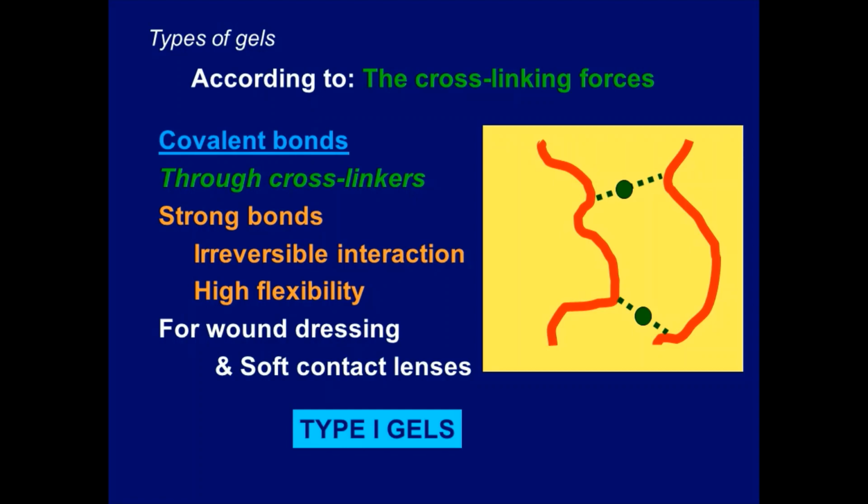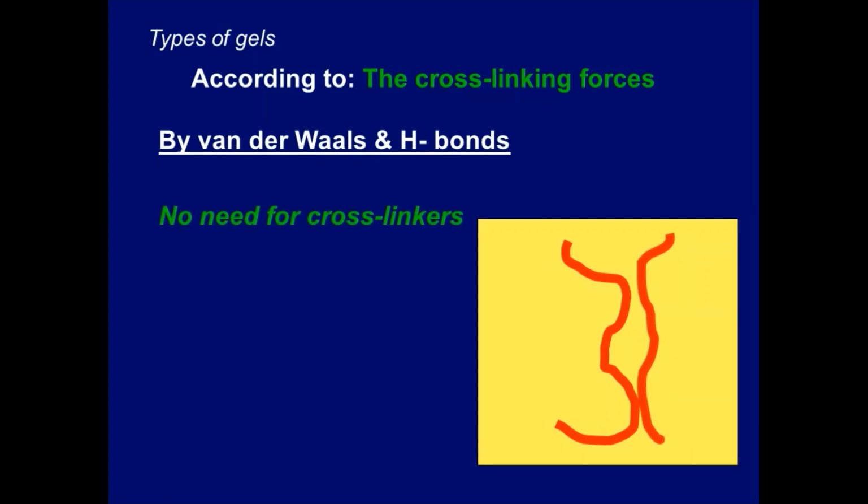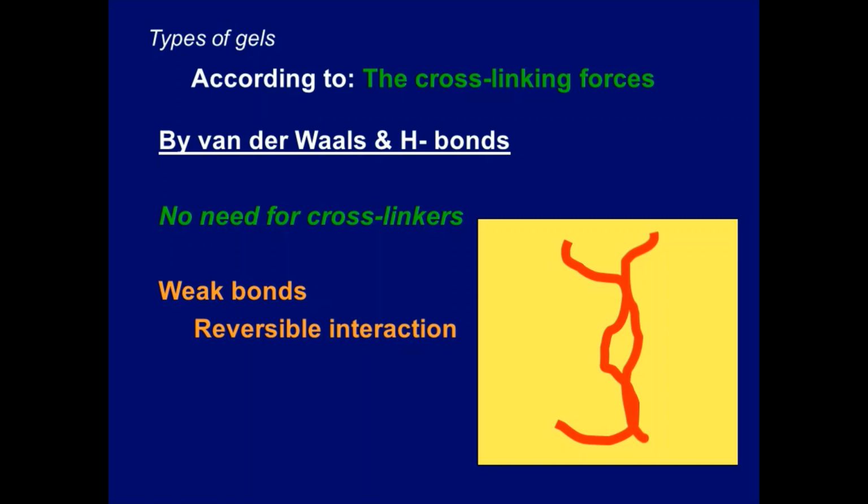The other type of one-phase system is those linked together with van der Waals and hydrogen bonds, which are weak bonds. These are the polymer molecules. They can be linked together directly without cross-link, via van der Waals or hydrogen bonds and no need for cross-linker. In this case, this bond is weak bonds and the gelation process is reversible.